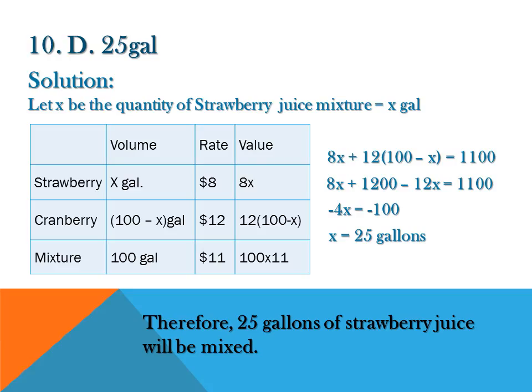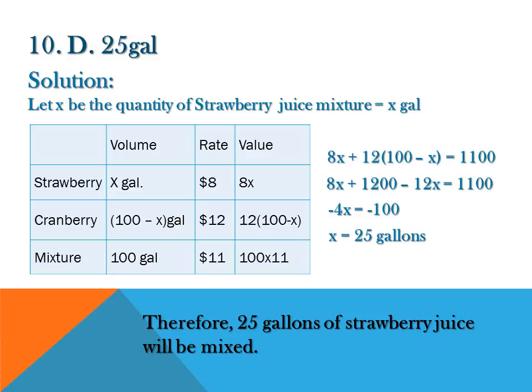For word problems, let us construct a table to easily handle this problem. Let X be the quantity of strawberry juice mixture. For cranberry, it would be 100 minus X since the mixture is 100 gallons. The rate of each are as follows. Strawberry, $8. Cranberry, $12. And the mixture is $11.